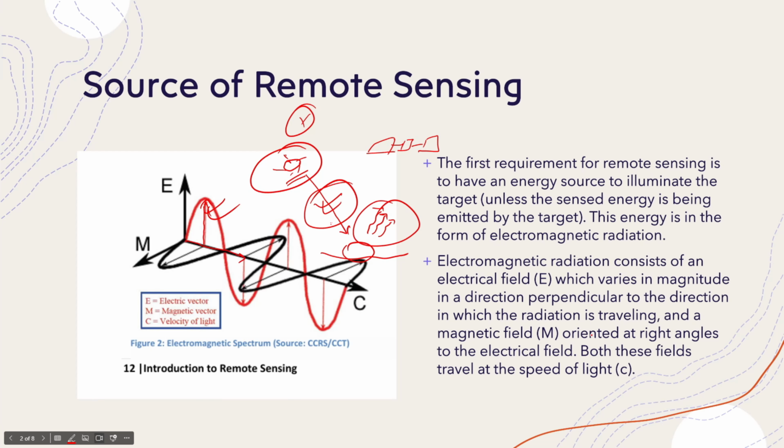There is also a magnetic field oriented at a right angle to the electric field, which is also perpendicular to the direction of propagation. So the direction of propagation, the electric field and the magnetic field are mutually perpendicular to each other. Both the electric field and the magnetic field travel at the speed of light, which is 3 into 10 to the power 8 meters per second.